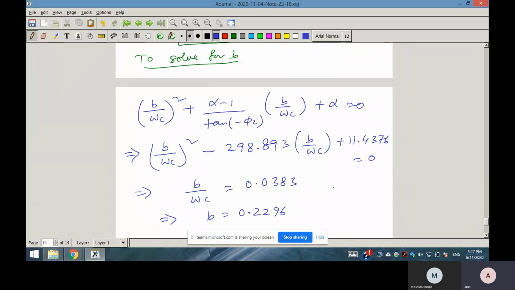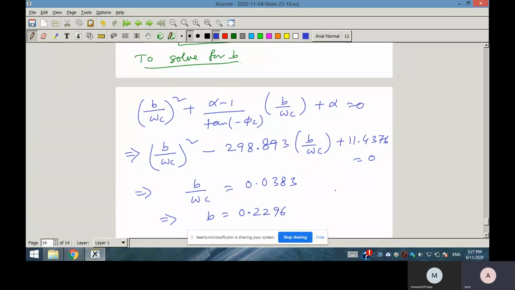Here, as I said, the smaller value of b by omega c you have to take. There will be two solutions, but the smaller value you have to take because b is much less than omega c, you have to assume. If you do not assume, then the phi 2, that is the unexpected phase lag provided by the lag controller, will be more, and that you have to compensate. That means the lead part has to provide much more phase lead, which is not desired, which is not acceptable.